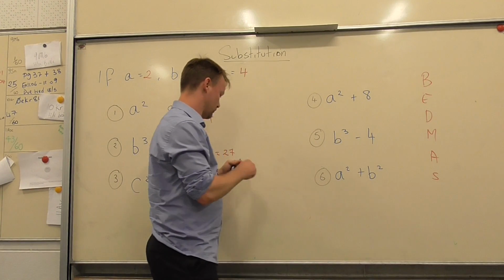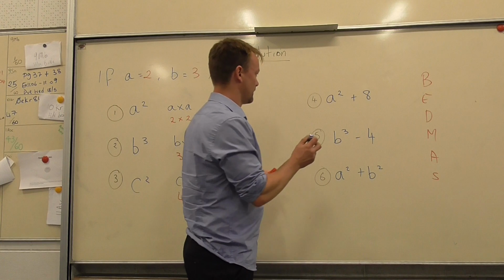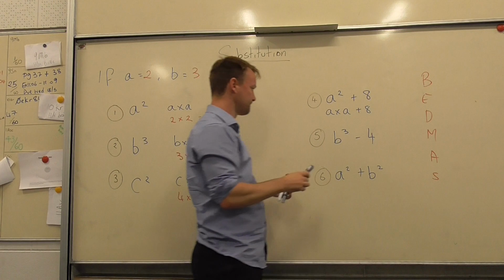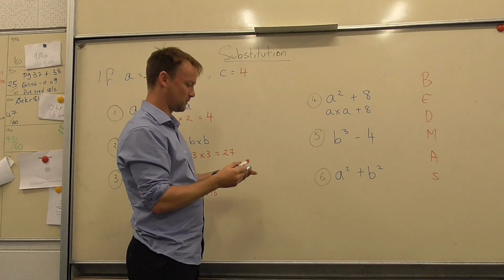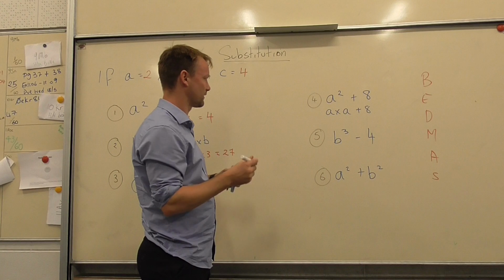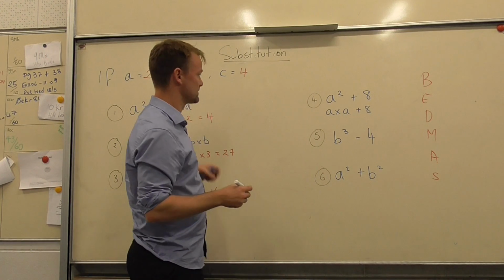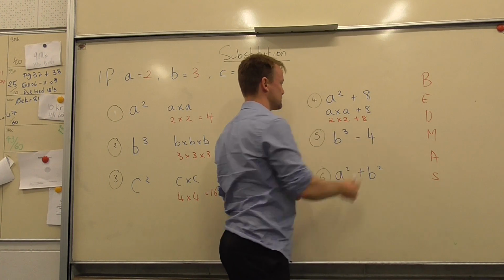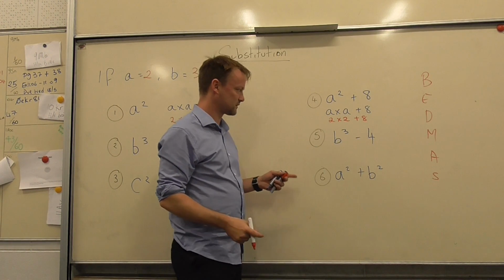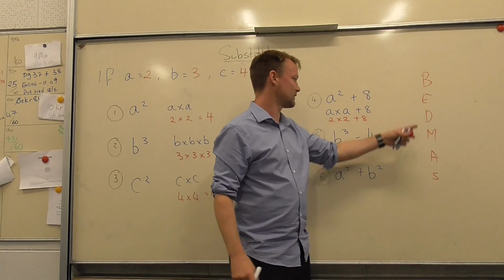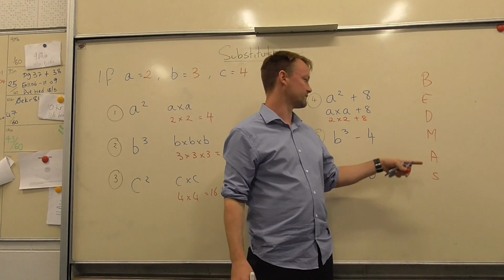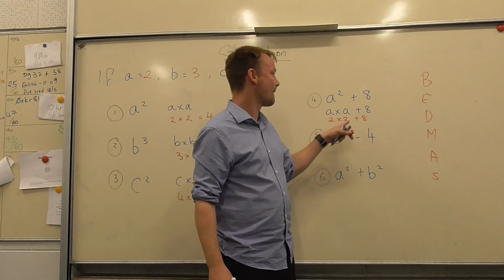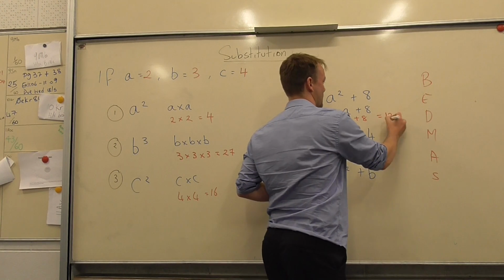So if we write this out in full instead of the shortcut version, this becomes A times A plus 8. Then if I substitute into that, and I'll just write it underneath, it tells me A is 2, so I'm going to go 2 times 2 plus 8. I'm going to use BEDMAS to tell me what to do first. Because multiplication comes before addition, I go 2 times 2, which is 4, plus 8. So the answer to this one is 12.